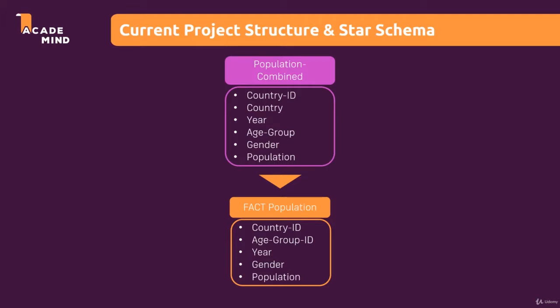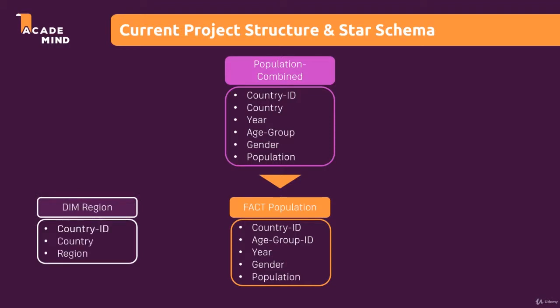And as you can see when comparing it to the population combined query above, the country and the age group fields are no longer existing in this fact table, because the country-specific information will be outsourced to a specific DIM table, the DIM region table, which contains the country and the region, so the region-specific information, and also the unique identifier for each country, the country ID. And as we learned it in the theory slide, this country ID will then be available also in our fact population table, and therefore we will have the connection between our DIM region table and this population table.